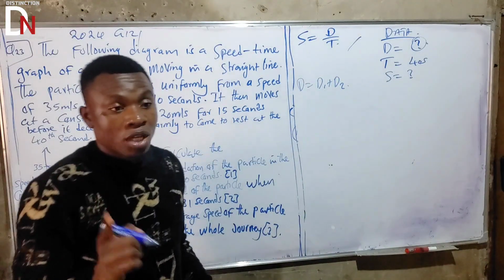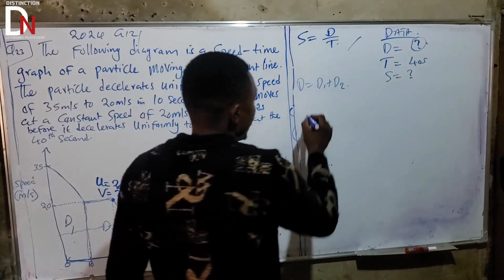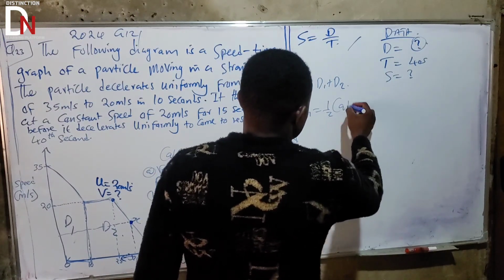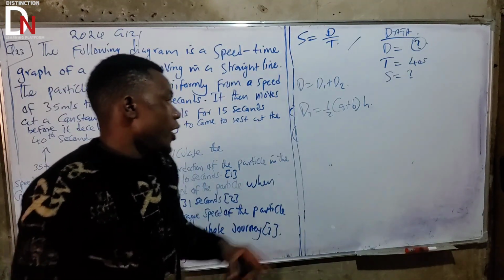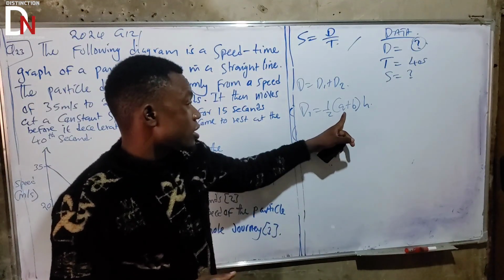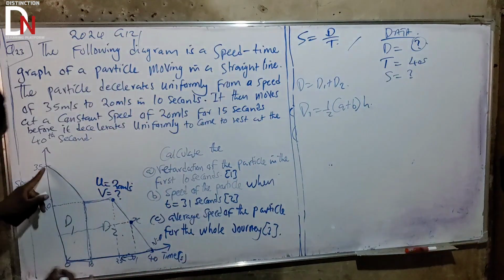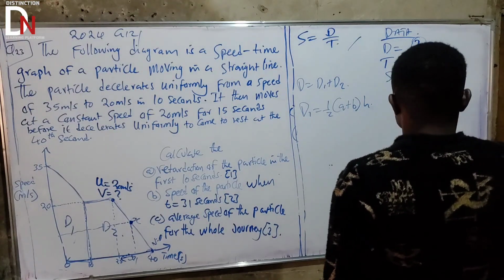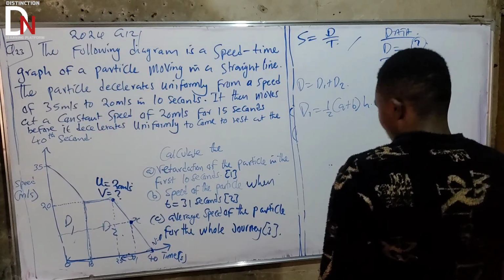But one thing I'm supposed to take note of is that G1 and G2 are both trapeziums, and the formula is given by half times A plus B multiplied by H, where A and B are parallel to each other, but A is the shortest side and B is the longest side, and H is the height. So if you look at this graph very well, this is the shape of a trapezium.